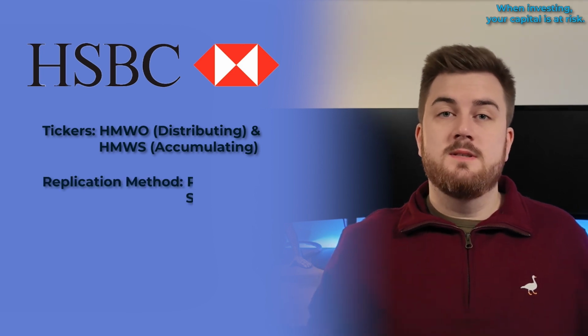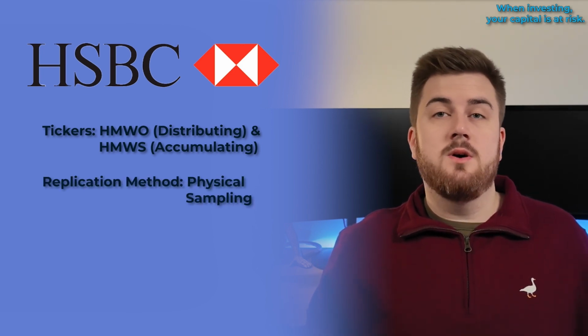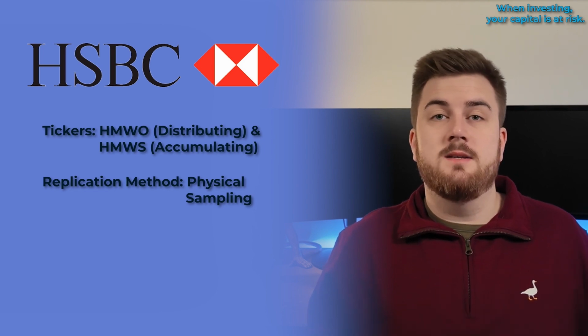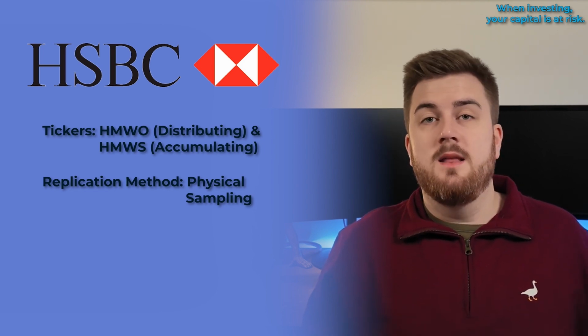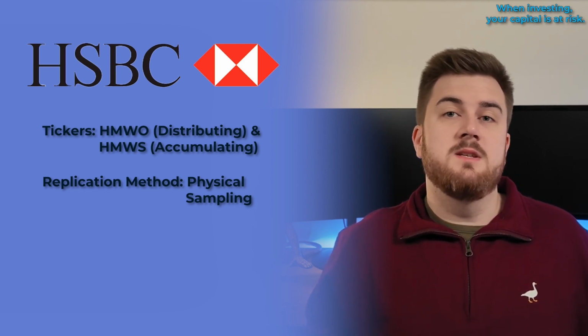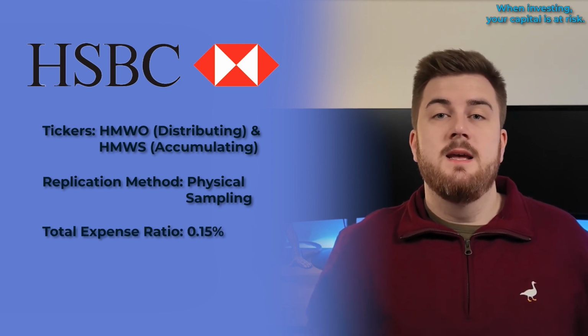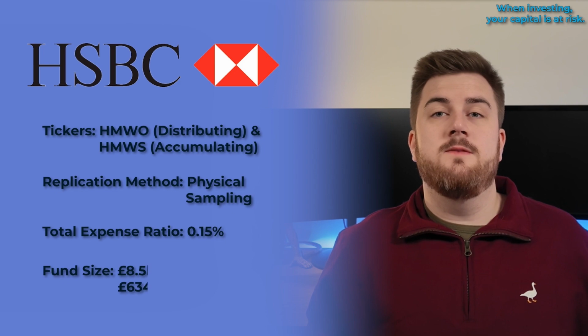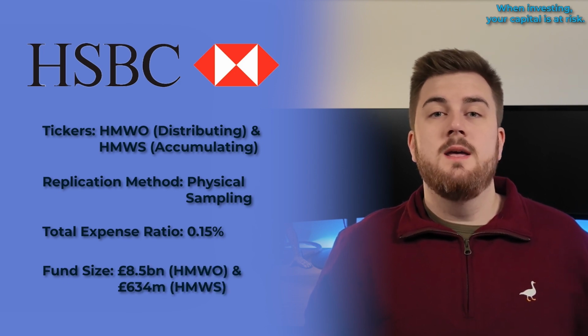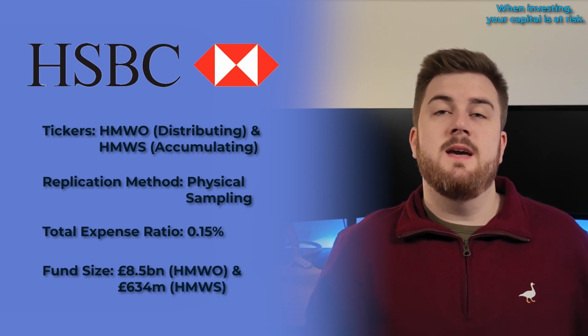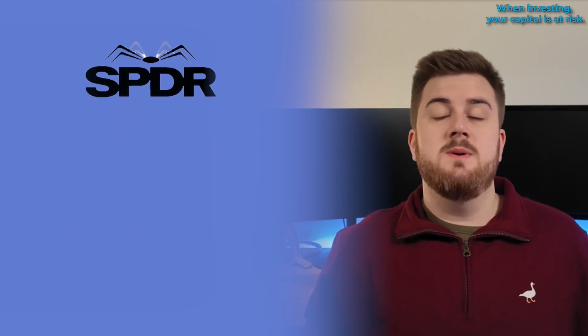It uses physical sampling, but according to the fact sheet, it does hold a very similar number of stocks in the fund to the actual underlying index. So maybe in practice, the sampling, like the Vanguard fund, is quite similar to full replication. It has a total expense ratio of 0.15%, and the fund size is nearly £8.5 billion for HMWO and £634 million for HMWS.